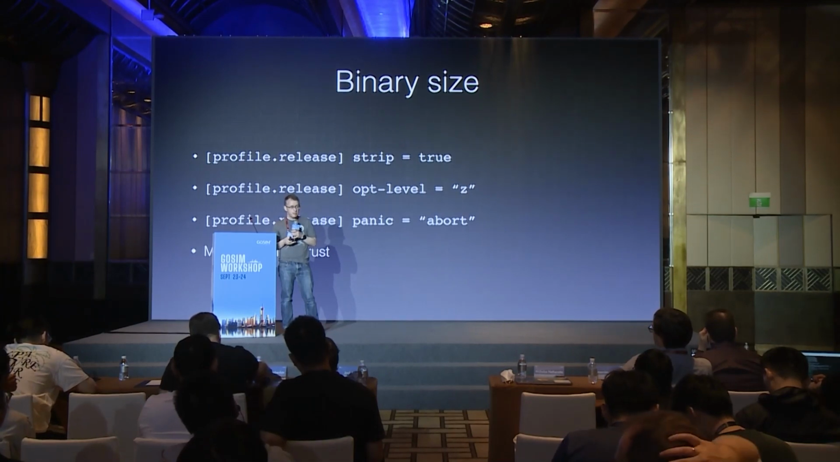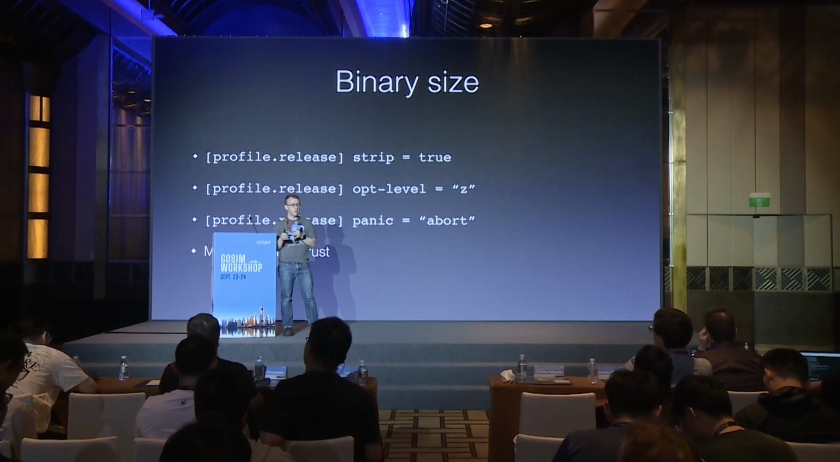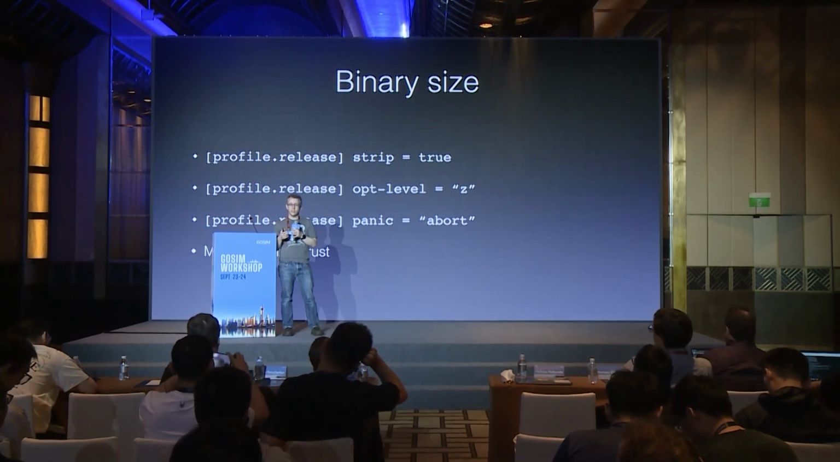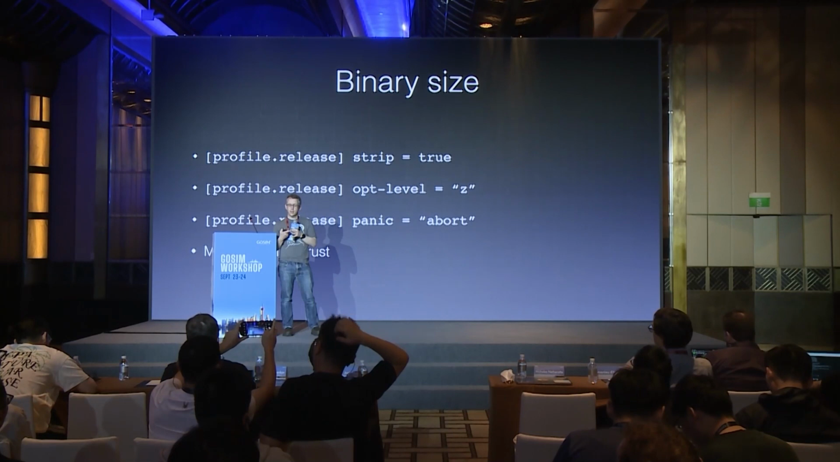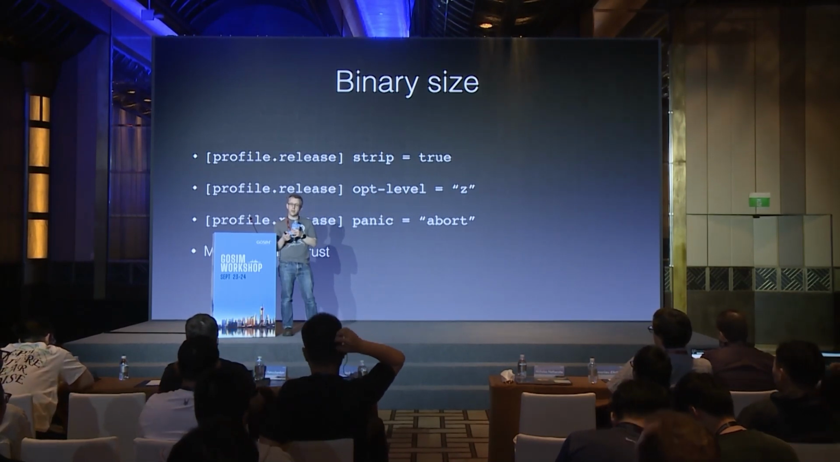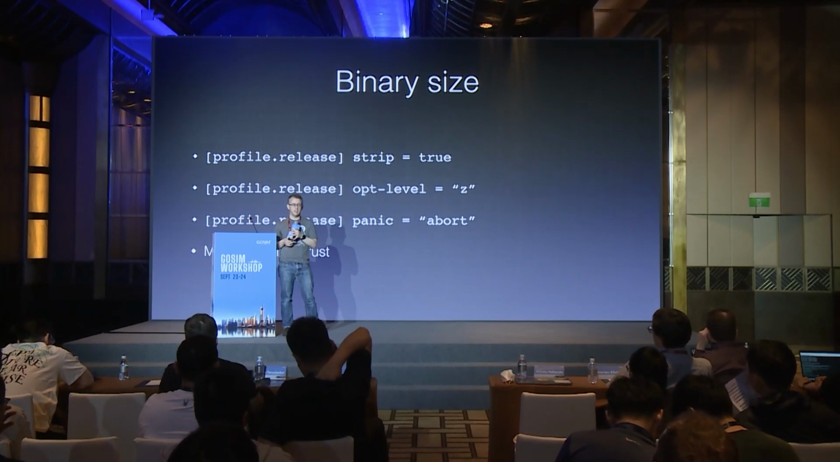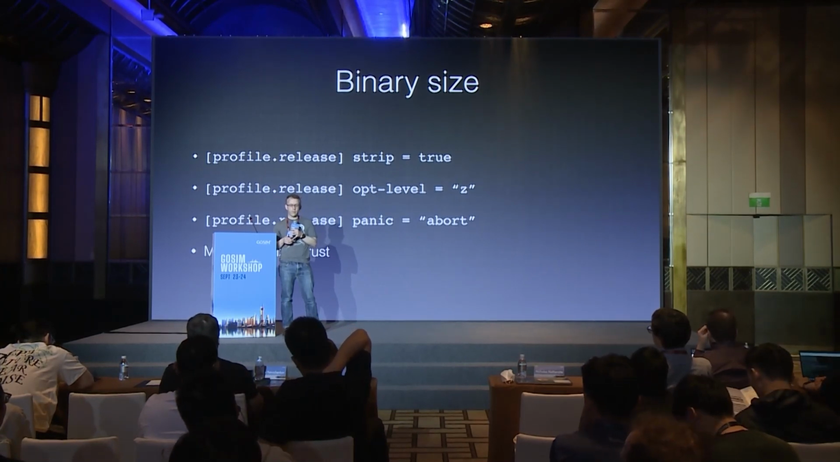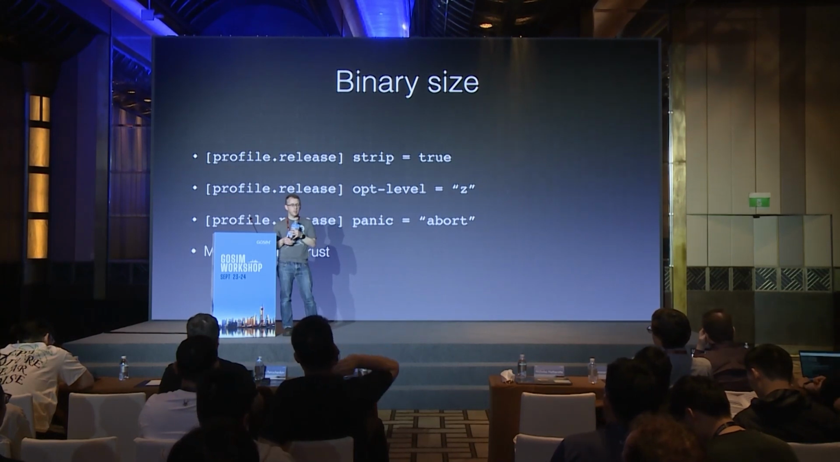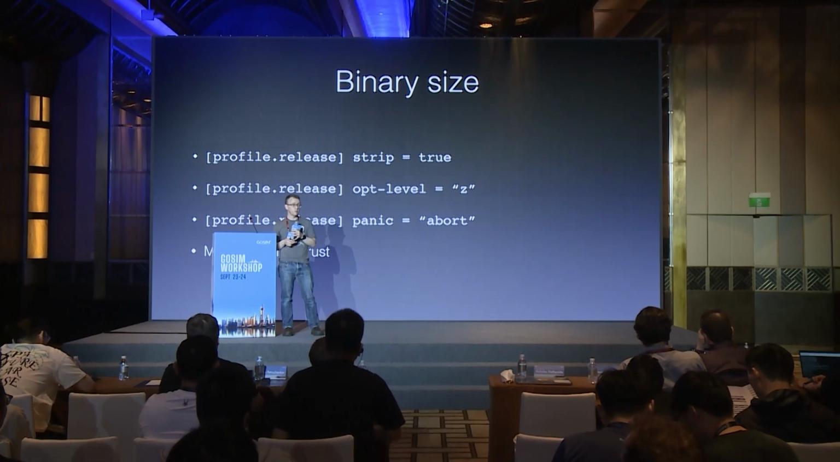So binary size is another topic of interest. There are a few different things you can do to make your binaries smaller. One is you can choose to strip them, and that removes all the debug info and symbols from the binary. I've seen cases for small programs where this made them 10 times smaller than they would have been with the debug info and the symbols. Another thing you can do is set the optimization level to z, which tells the compiler, please optimize for binary size.